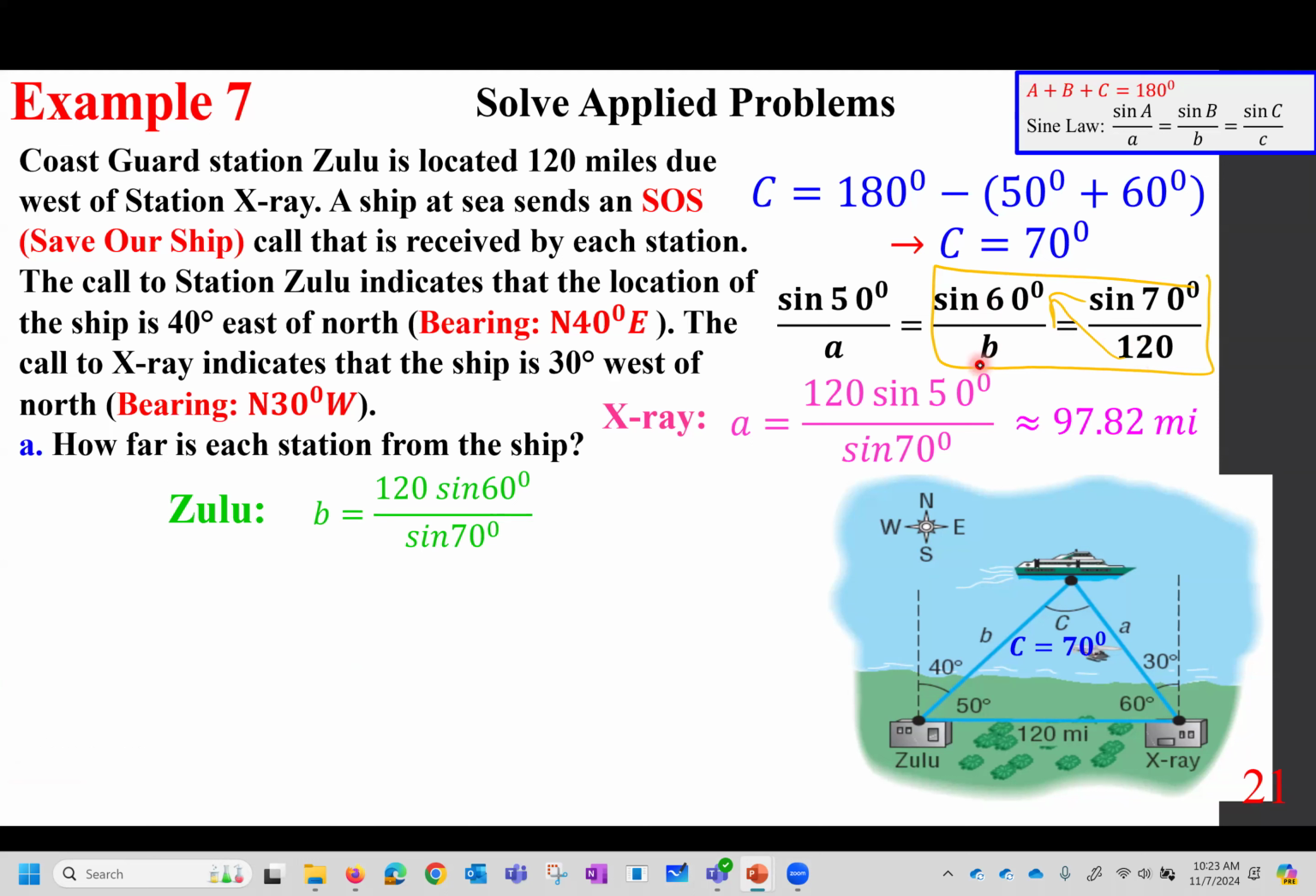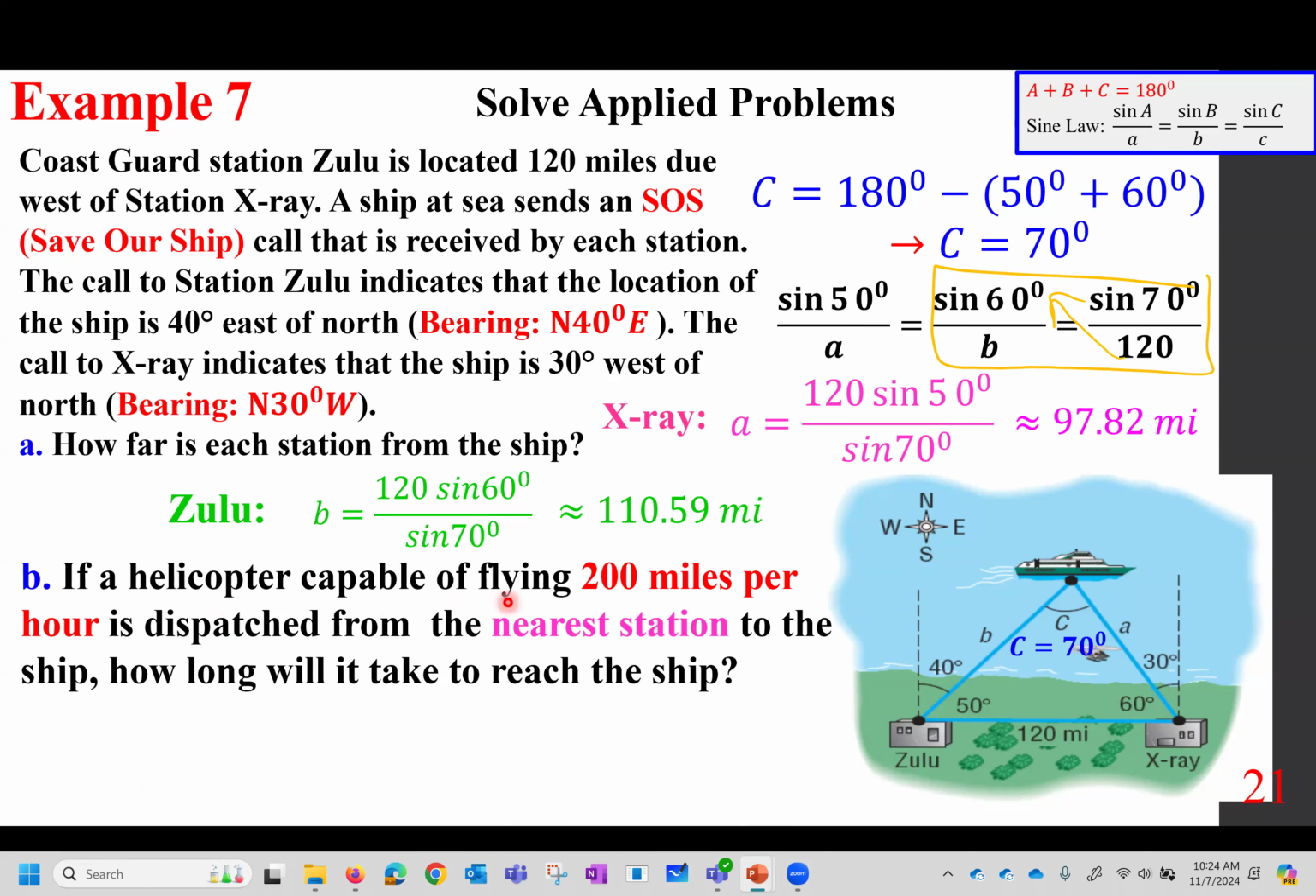Sine of 60 is square root of 3 over 2, but nevertheless, you put that into a calculator because this is also an arc which is not common. So 110.59 miles. So A is almost 98, and B is close to 111 miles.